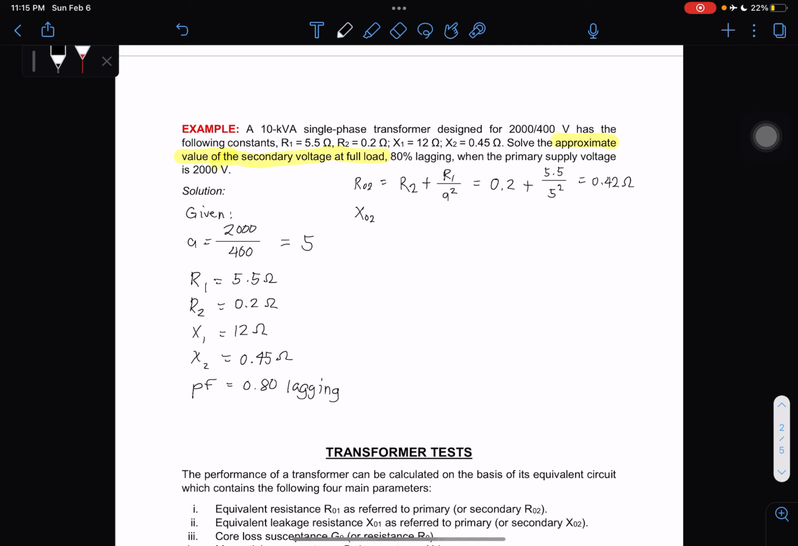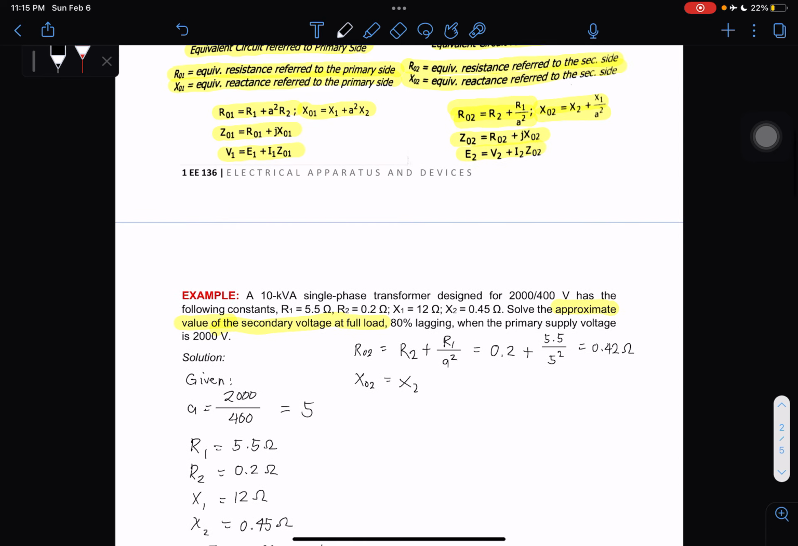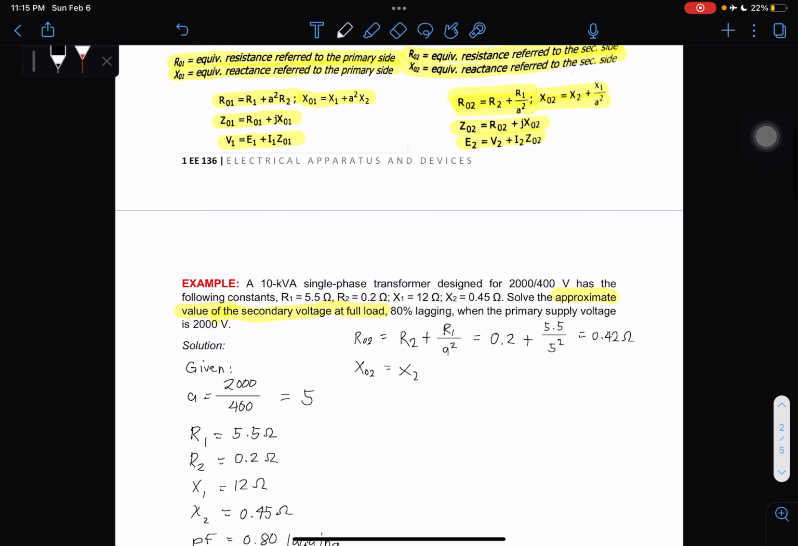So we need to solve also for the reactance. The formula is X2 plus X1 over A squared.